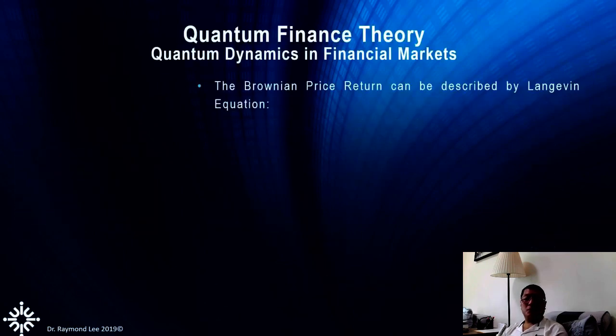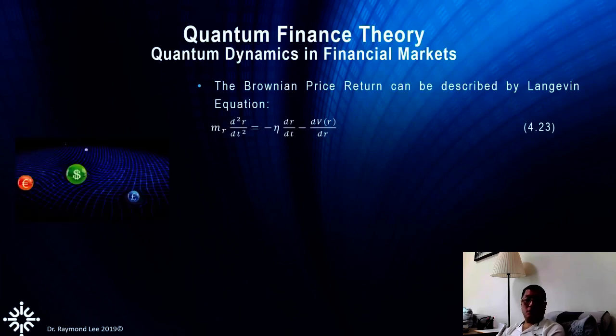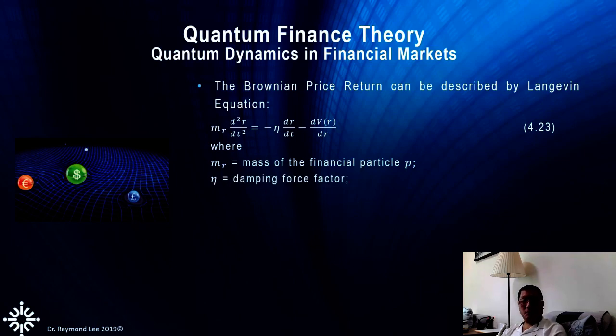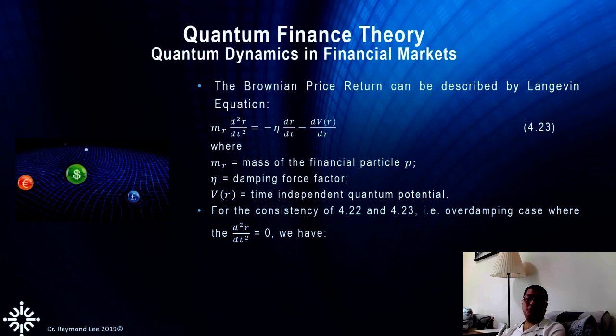After that, using the binding price return, as I mentioned, d squared r dt squared is something like this, where M is the mass, tau is the damping factor, and V is the potential factor, remember. For consistency with equations 4.22 and 4.23, in the over damping case, d squared r dt squared is equal to 0, which means that when you see the market, the over damping is already done. So that damping factor will come to 0.